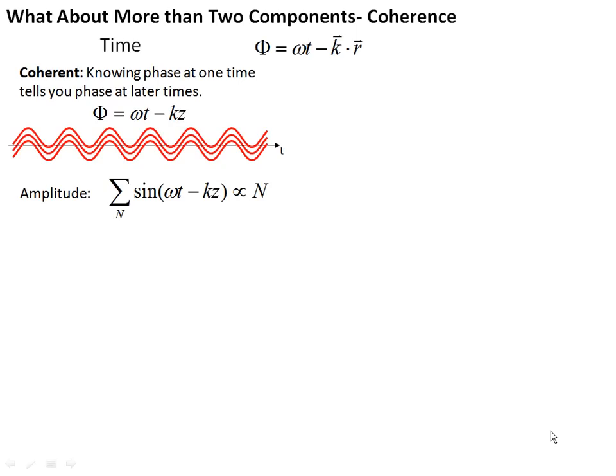In other words, you sum up a whole bunch of electric fields rather than just two that are pointing in different directions. And this brings us to the topic of coherence. Coherence has to do with the phase relationship of multiple waves. And remember, this is our expression for phase. Generally, we have a time component and a spatial component.